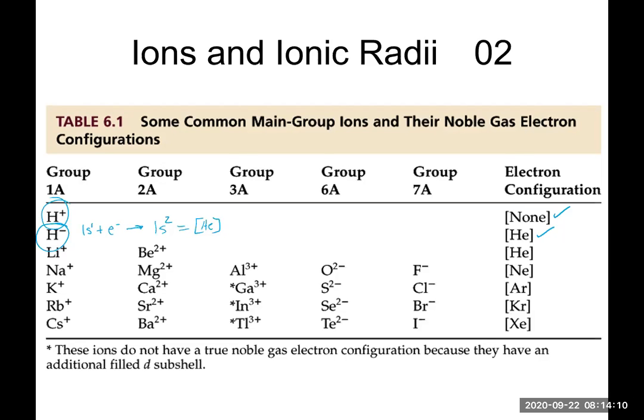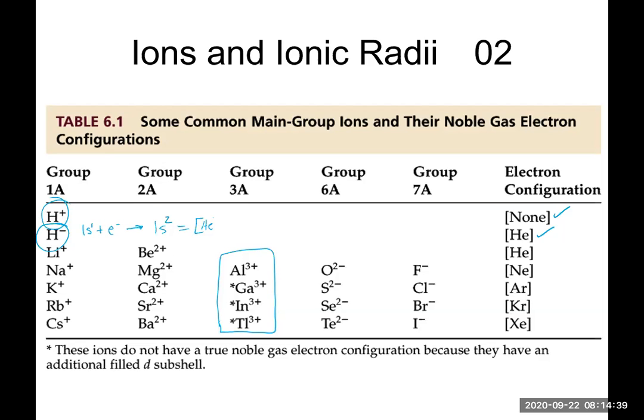We can go through any of these oxidation states, and you should go through most all of them. I'm going to focus on these oxidation states here because there's a variation associated with them. You can see the asterisk. And the asterisk has a note at the bottom of this data table that says these ions do not have a true Noble gas electron configuration because they have an additional filled d subshell.